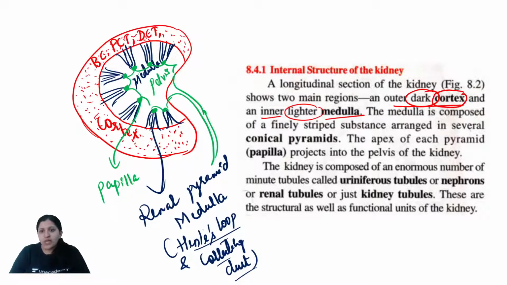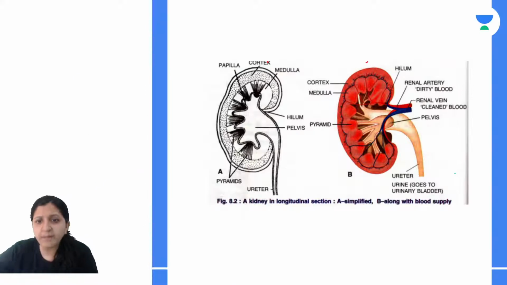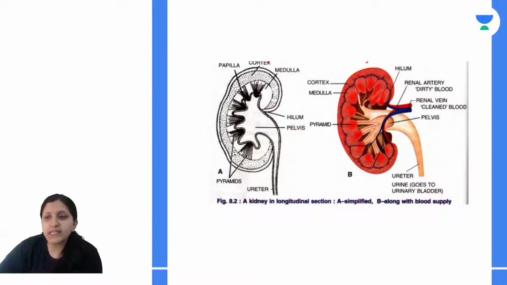Now this kidney is composed of an enormous number of minute tubules. So this is a nephron, a uriniferous tubule, a renal tubule, or a kidney tubule. All of these are names for the nephron. So they can ask you to draw the structure of the nephron, and then you need to draw this same one. Here you can see the structure.